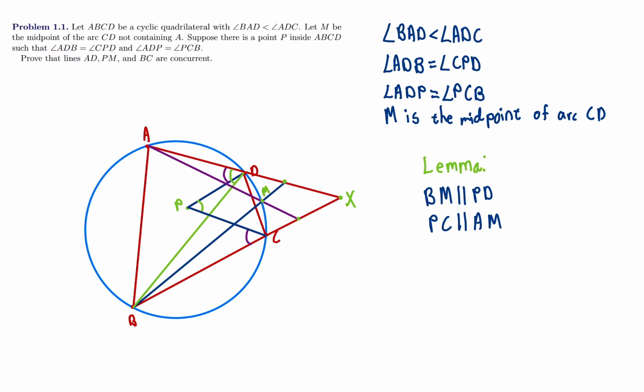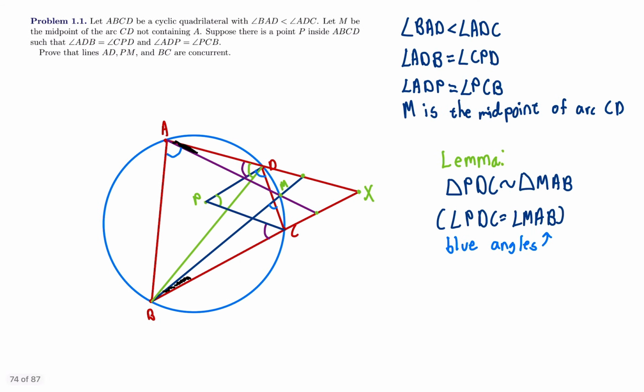Okay, so now let's prove that these two triangles are similar. Angle PDC is equal to angle MAB. So that's this angle and this angle. We know by the parallel lines, which we proved earlier, that this angle is equal to this angle. And note that the two black angles are equal because of the inscribed angle theorem, which we discovered earlier.